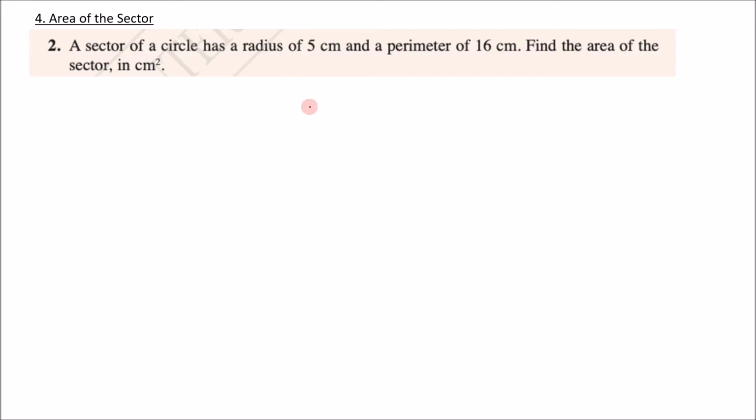Okay, first let's illustrate the sector. Then we have this sector. The radius is 5. Theta we do not have, but we have the perimeter. Okay, what is a perimeter? Perimeter is the sum of all sides.